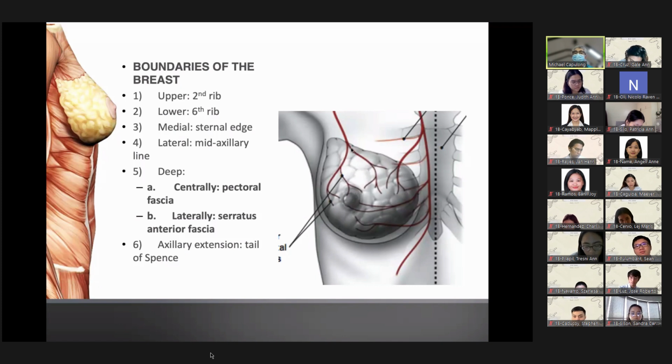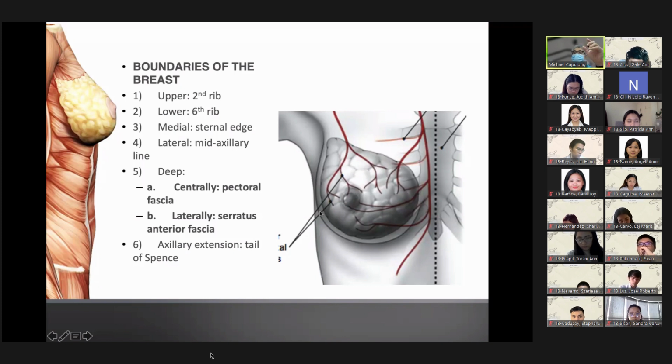Now, deep inside the breast, you have your pectoral fascia as the structure that separates the breast from the anterior chest wall. Actually, the breast sits on the pectoral fascia, so that the pectoral fascia will separate your pectoralis muscles from the base of the breast. Whereas laterally, you have your serratus anterior fascia that will separate the breast from your serratus anterior muscle.